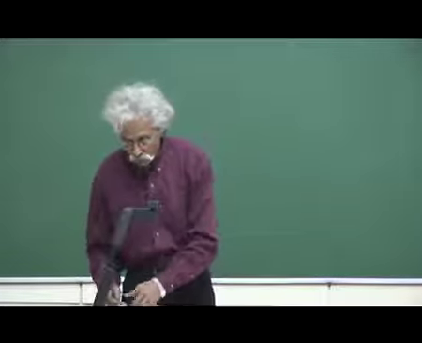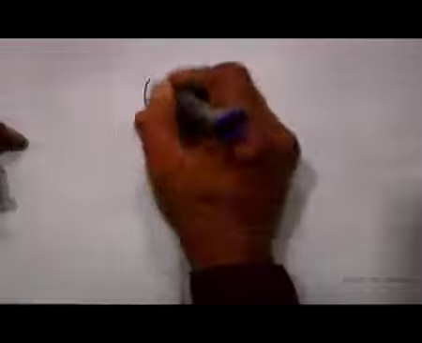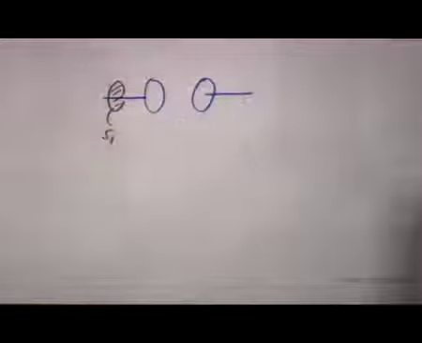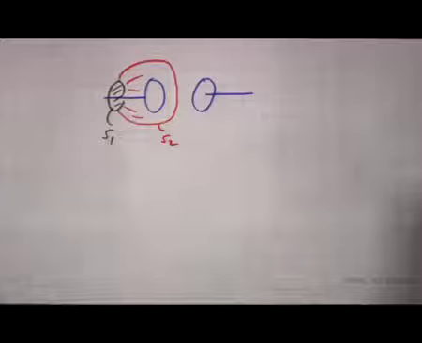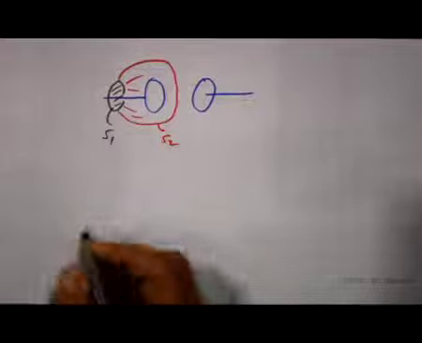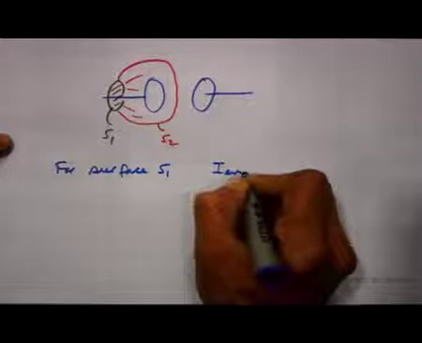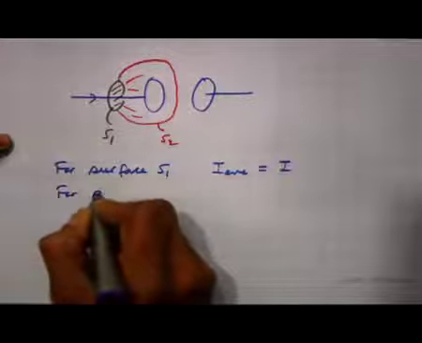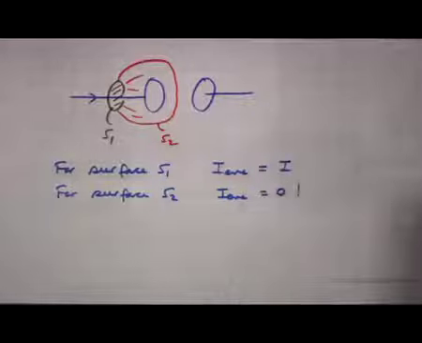So, we try to analyze this by using the following argument. Let me draw the figure again here. So, I have these capacitor plates, and I have this loop here. Let me call this surface S1, and let me draw another surface, which I call S2. There are two surfaces which I take. Now, for surface S1, the current enclosed is equal to I, because that is the current which is crossing the surface, and for S2 the current enclosed seems to be 0. So, that is the problem here.